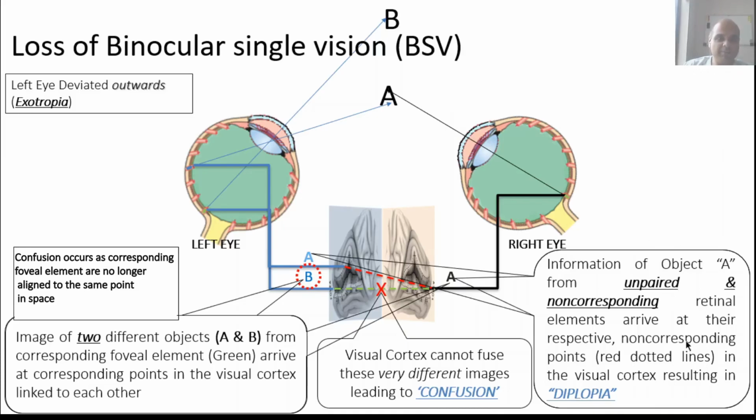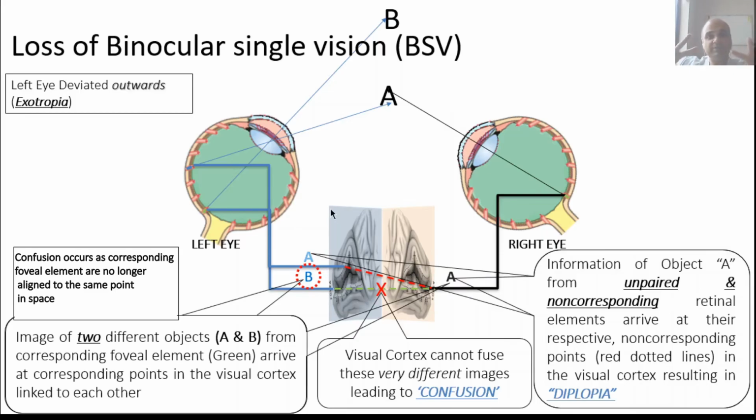And I'm using a plural here, elements, because in reality there are two elements. This photoreceptor is part of one element. This is a part of the corresponding foveal element. So now we have two A's coming up from two different unpaired, non-corresponding retinal elements, ending up at non-corresponding points on the visual cortex, which can't be fused.